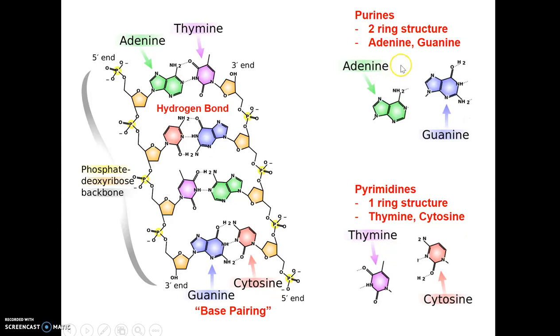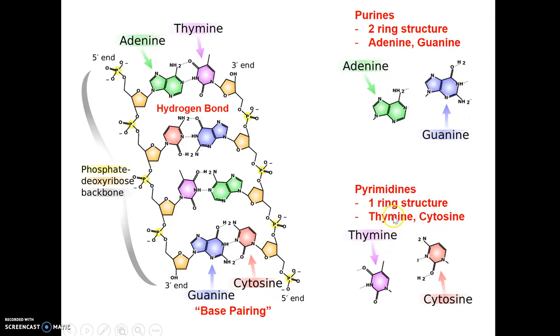We have what are called purines, which are structures that really have 2 rings to them. So we can see one ring here and then a second ring here. Our purines are going to be a larger nitrogen base, and those are adenine and guanine. So adenine and guanine are purines. And then pyrimidines are a single ring structure, thymine and cytosine.